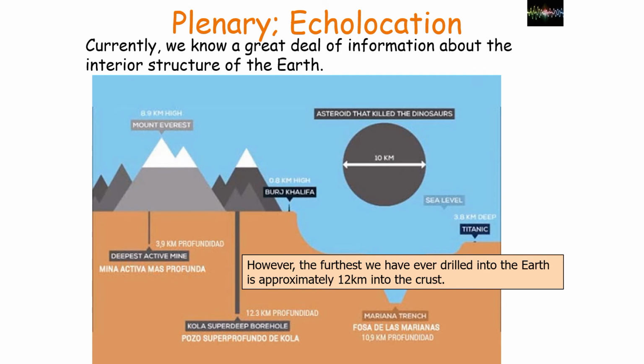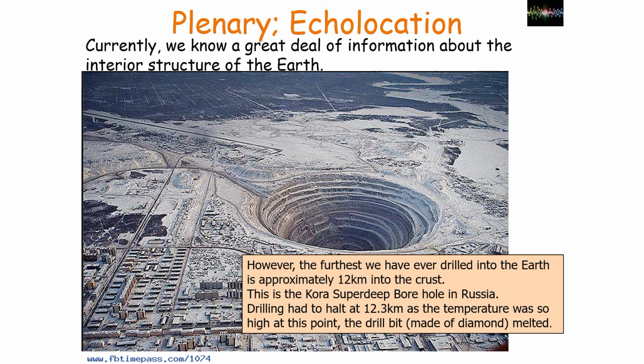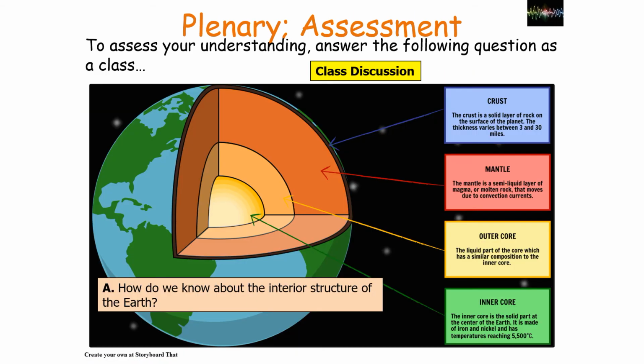However, the furthest we ever drilled into the Earth is approximately 12 kilometers into the crust. Now, the furthest we've drilled was actually called the Kola Superdeep Borehole in Russia, and drilling had to actually halt at about 12.3 kilometers as the temperature was so high at this point, the drill bit, which was made of diamond, actually melted. So how do we know about the internal structure of the Earth?